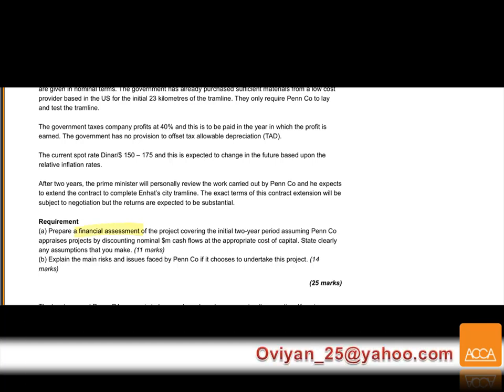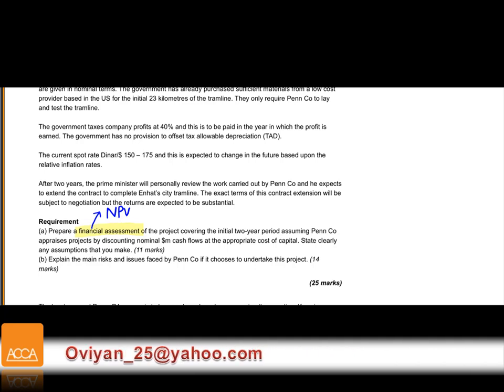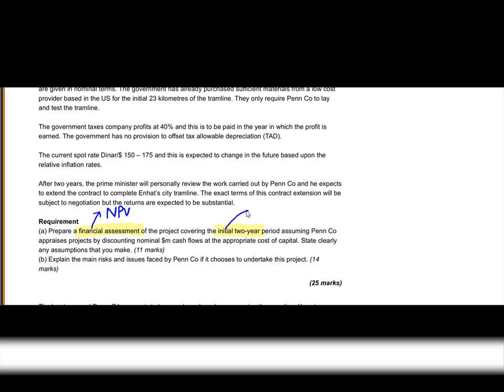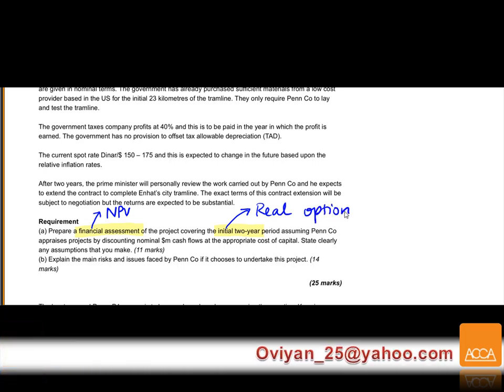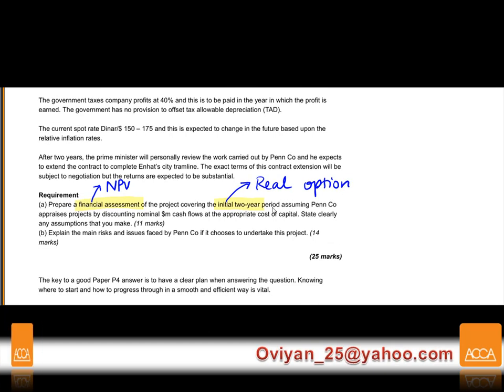Now financial assessment in P4 is usually going to be net present value. Yep, net present value of the project covering the initial 2 years. Now, the initial 2 years means we have to remember that there could be some discussion or valuation of real options, but in this question it's going to be pure discussion. So there are some real options embedded in this project, options attached to this project, assuming the parent company appraises projects by discounting.